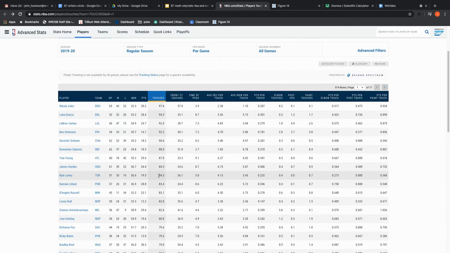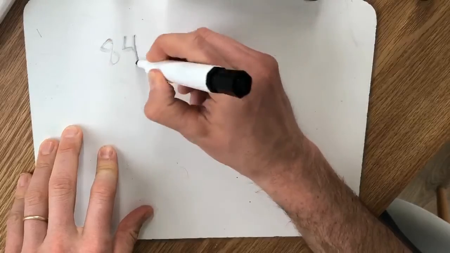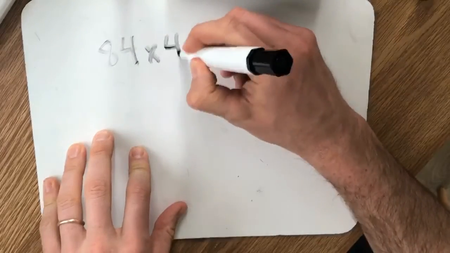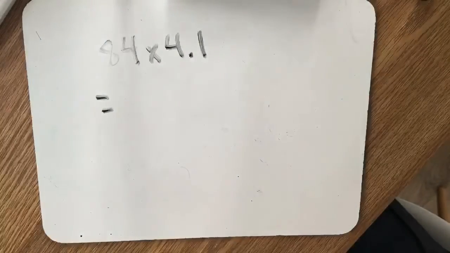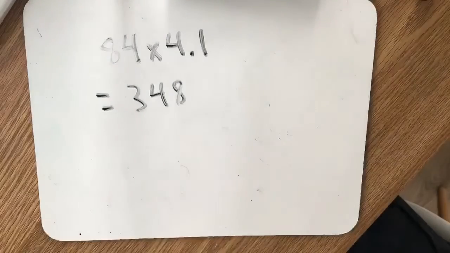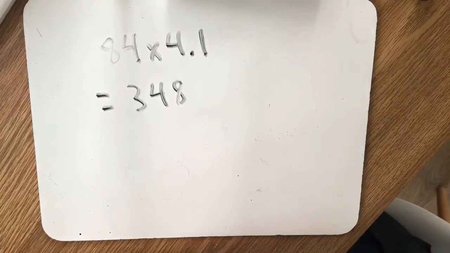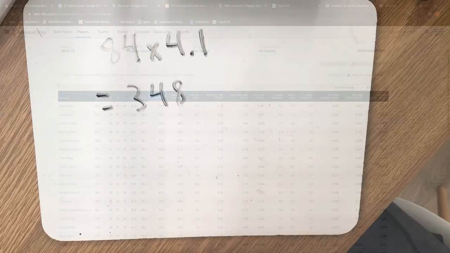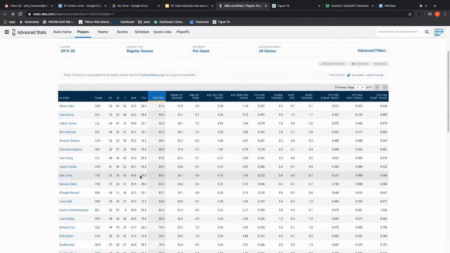He's a Raptor. And if I go over here, Kyle Lowry has the ball in his hands 84 times per game. And he averages 4.1 seconds per touch. So if I do that math, Kyle Lowry ends up with the ball in his hands for 348 seconds per game. Great. What does he do with all that time with the ball? Well, he scores 19.5 points per game on average, right there.